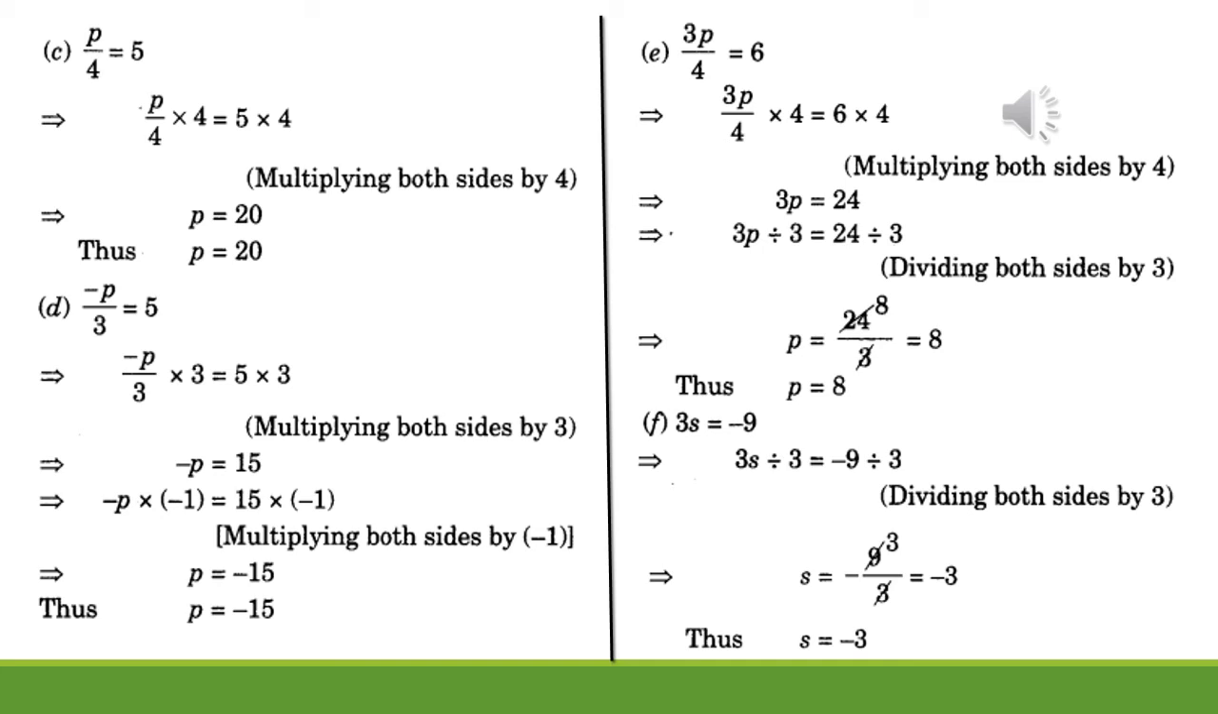Part F, 3s is equal to minus 9. First we are dividing both sides by 3 because 3 is multiplied with s and we have to remove 3 from s. So we are getting s is equal to minus 9 by 3, that is s is equal to minus 3.